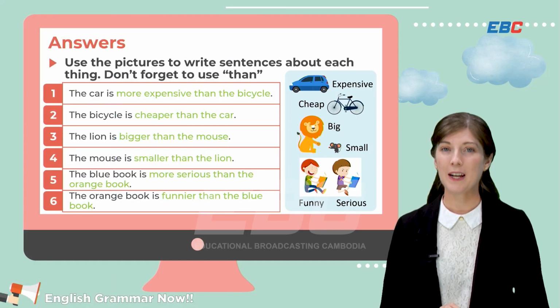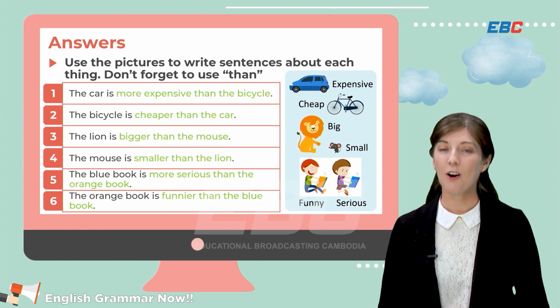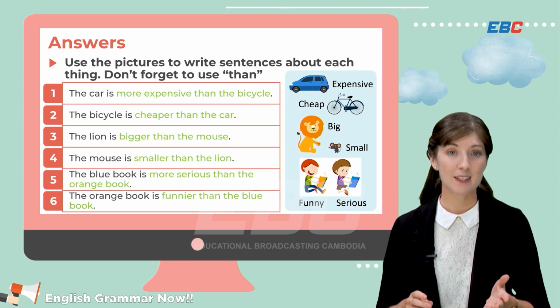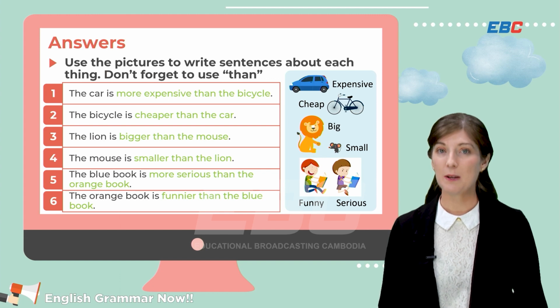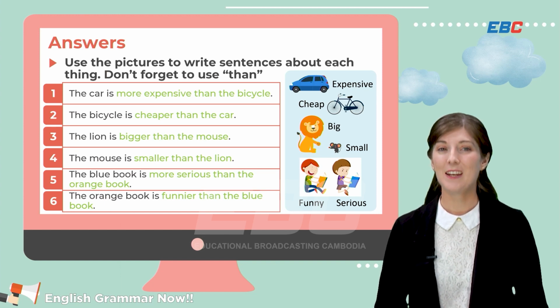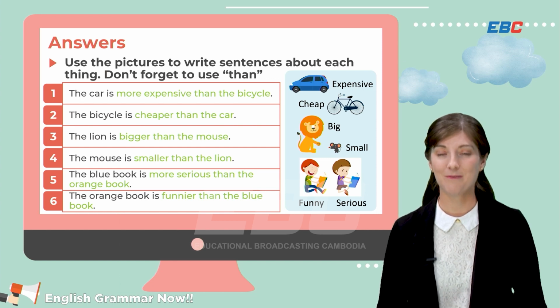Here's how we could write these comparative sentences. Number 1. The car is more expensive than the bicycle. Number 2. The opposite. The bicycle is cheaper than the car. Number 3. The lion is bigger than the mouse. Did you remember to write bigger with 2 G's? Number 4. The mouse is smaller than the lion.